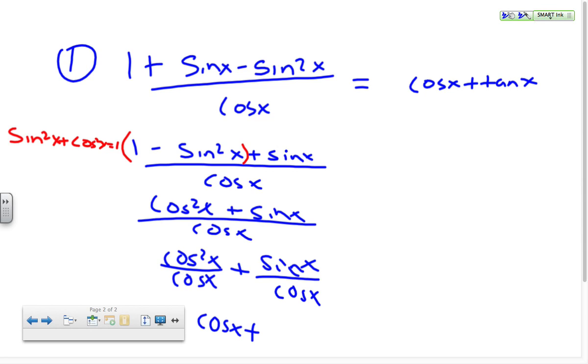But right now, it's just sine of x over cosine of x, which, according to our reciprocal rules, I can never remember the name of the rule, our quotient identities, that's what I call it, the tangent of x is the same thing as sine of x over cosine of x. So now I have proven that 1 plus sine of x minus sine squared of x over cosine of x is the same thing as cosine of x plus tangent of x.